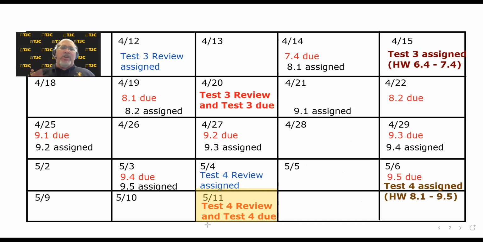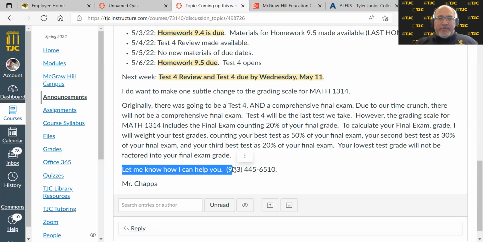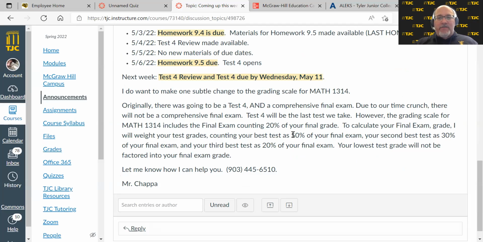But that does raise the question, where does your final exam grade come from? Well, I explained it in the announcement here. In this paragraph, I'm not going to read it all to you. But basically, your final exam grade is going to be made up of your top 3 test grades. Your best test grade is going to be 50% of your final exam grade. Your second best test grade is 30% of your final exam grade, and your third best test is 20% of your final exam.